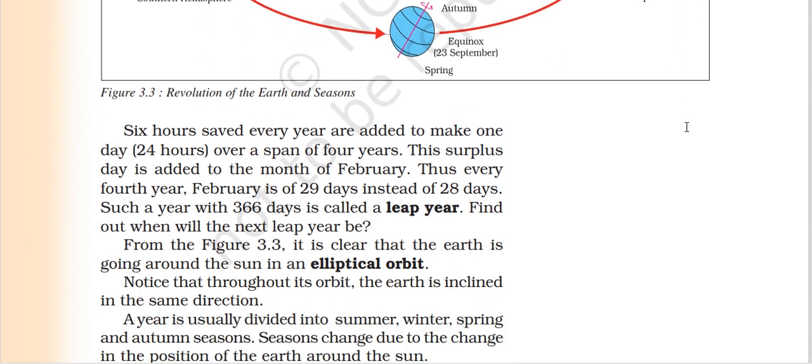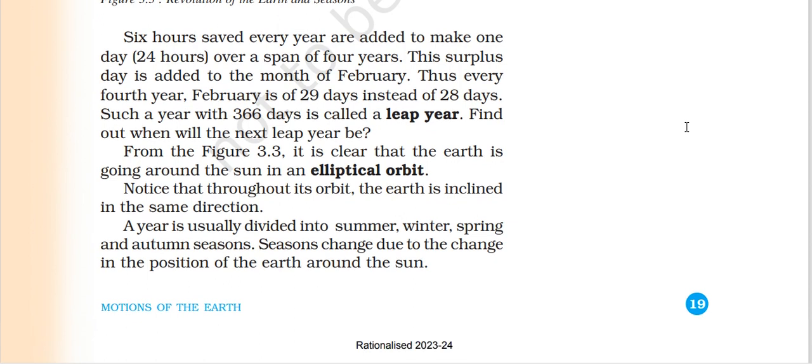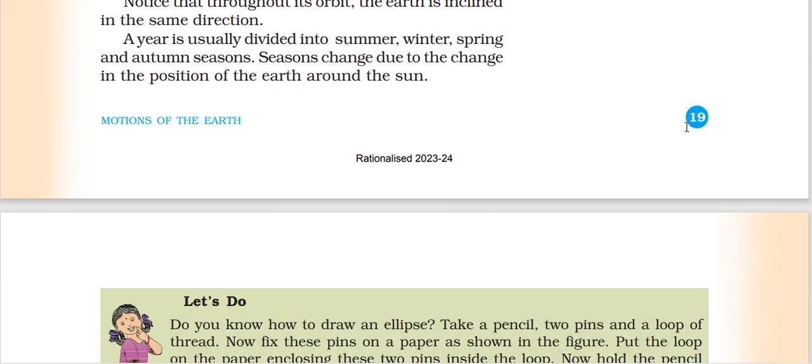It is clear that the earth goes around the sun in an elliptical orbit. Notice that throughout its orbit the earth is inclined in the same direction. The year is usually divided into summer, winter, spring and autumn seasons. Seasons change due to the change in the position of the earth from the sun.